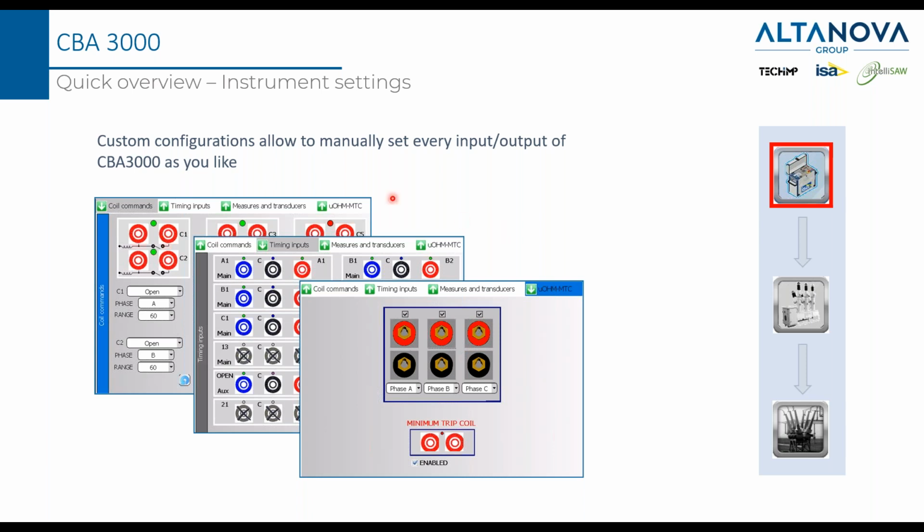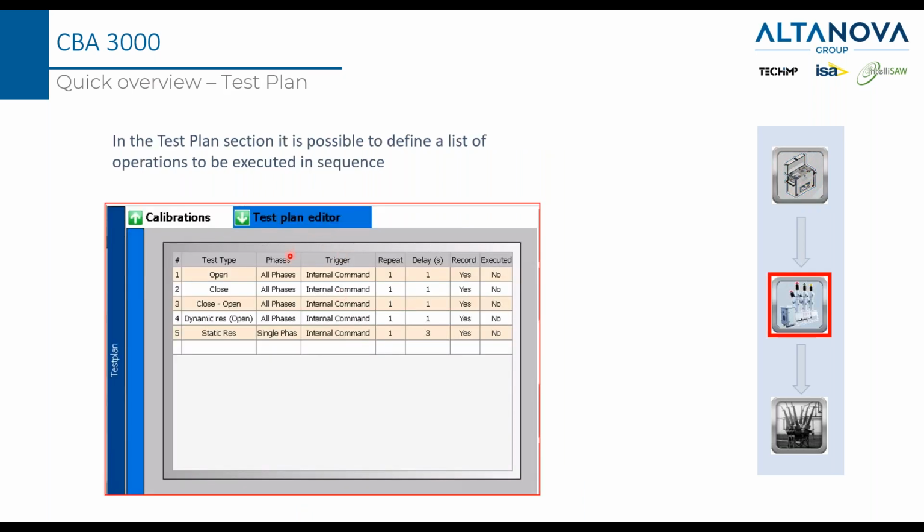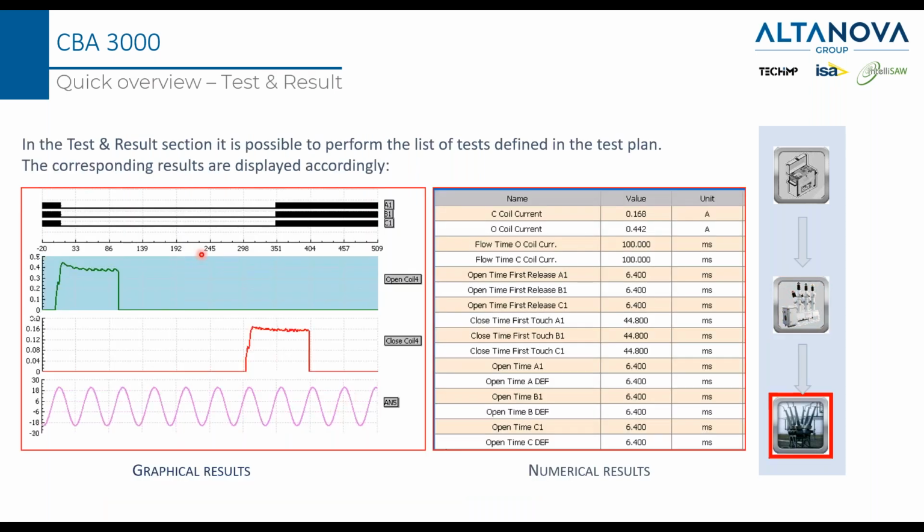Not only predefined configurations, if you go to the advanced and custom section, then you are free to adjust every single input and output of the device as you like. Then the test plan editor: you put in a sequence all the operations you want to do. In this case, for example, you want to start with an open, then a close-open, dynamic resistance, and static resistance, but you can prepare your list as you want. In the end, you see all the results on the screen in a graphical form and also in a numerical form.